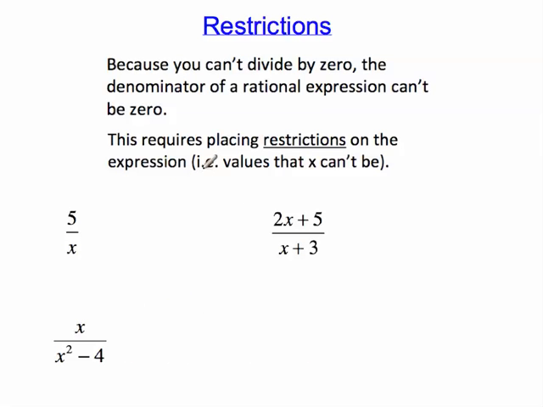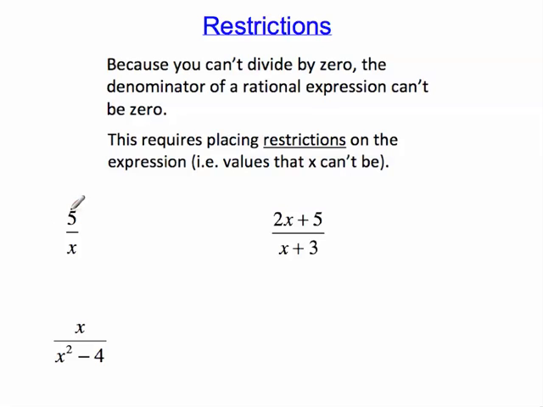There's another thing we need to keep in mind with rational expressions, which is that we can't have zeros in our denominator because you can't divide by 0. So that's going to require us placing some restrictions on what values x can take in our rational expressions. We need to disallow or prohibit x from being anything that would make the denominator 0.